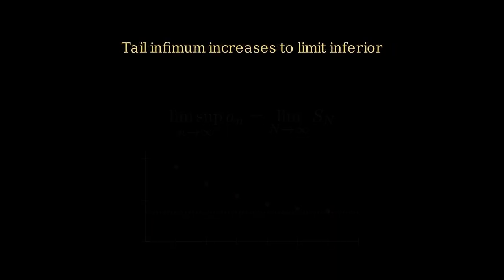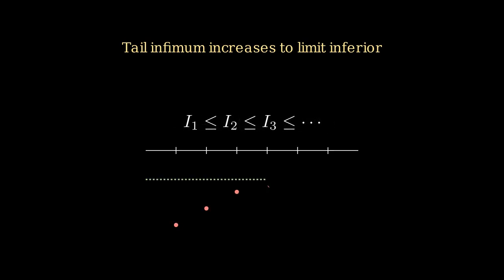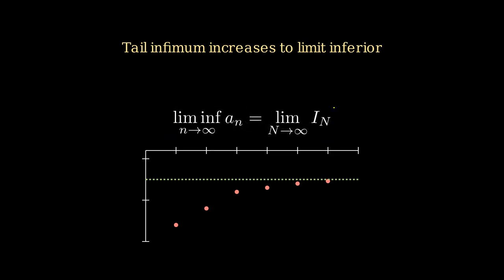For each tail, find its infimum, the largest number that is less than or equal to every term in that tail. As we move the starting point further along the sequence, these infimum values only ever increase or stay the same, and they converge to a number we call the limit inferior.